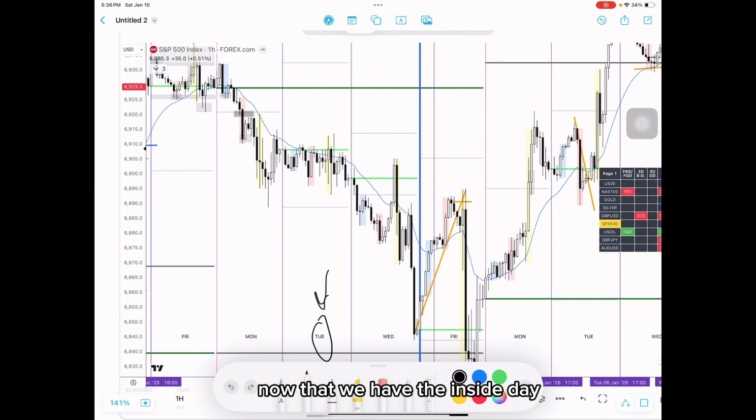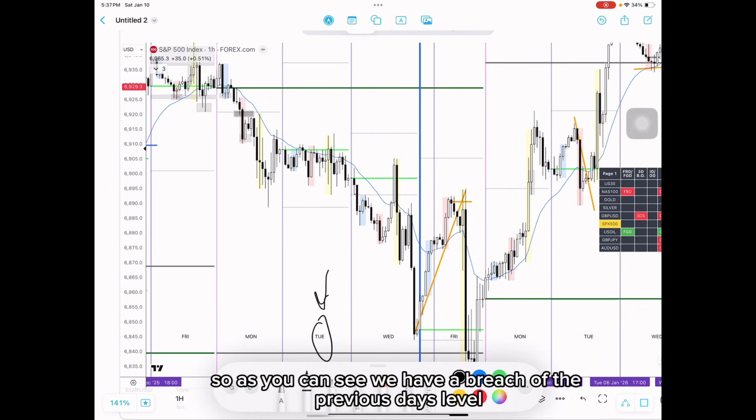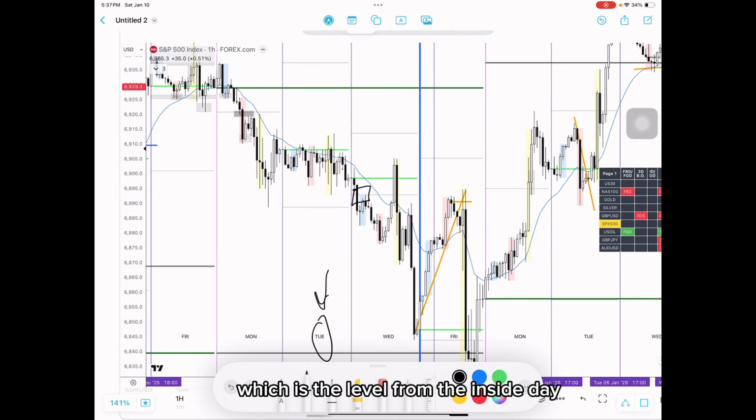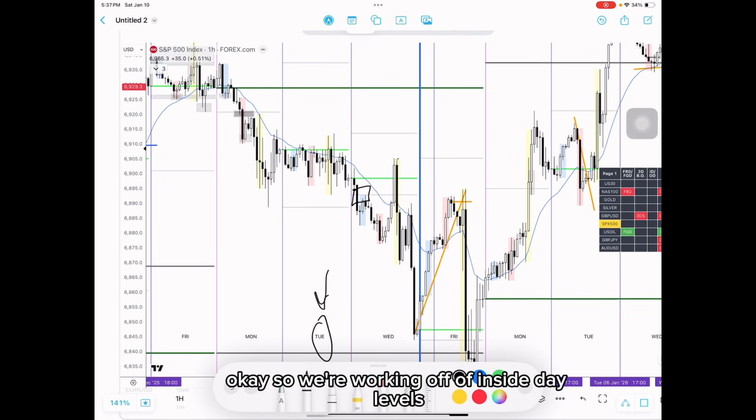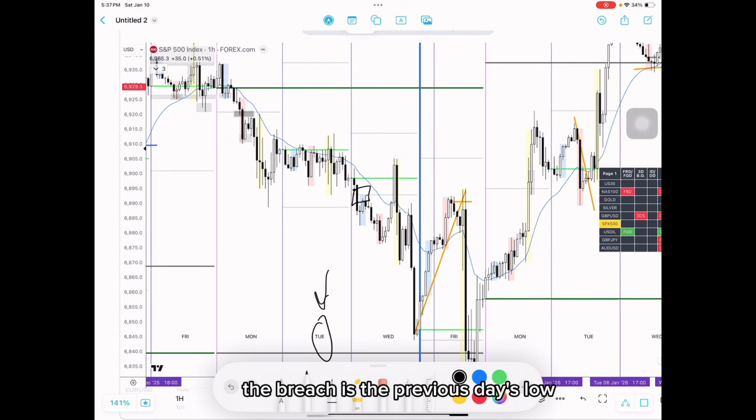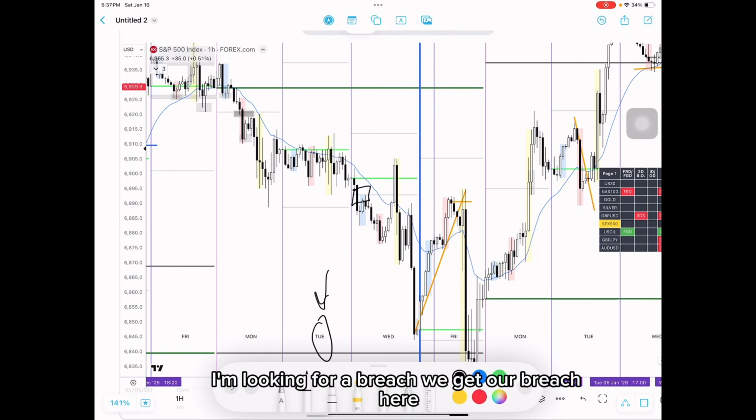Now that we have the inside day, what do we look for the next day? Well, this is an example of a sell setup. As you can see, we have a breach of the previous day's level, which is the level from the inside day. Okay, so we're working off of inside day levels. So the next day you're looking for the breach. The breach is the previous day's low. So when I come to the 1 hour chart, I'm looking for a breach. We get our breach here.